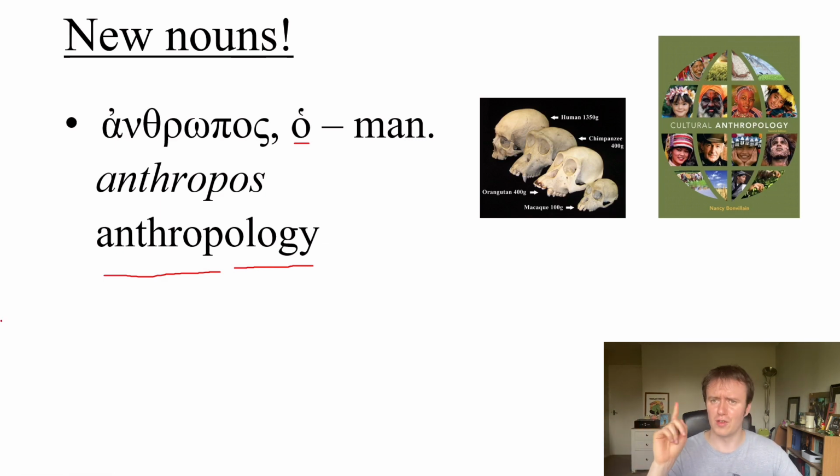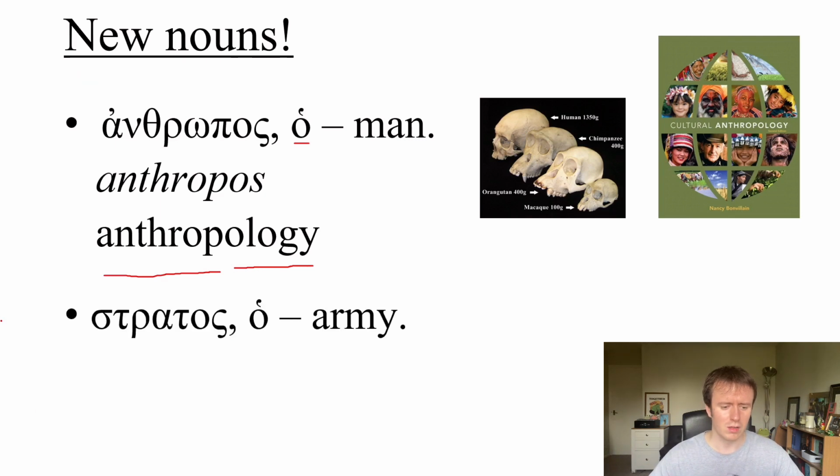Now let me introduce you to one more noun, and that is the noun stratos. Stratos is a masculine noun, which we know from the ho, and it means army. A stratos is an army. You might be able to come up with a derivative here. If you transliterate it, think of similar English words.